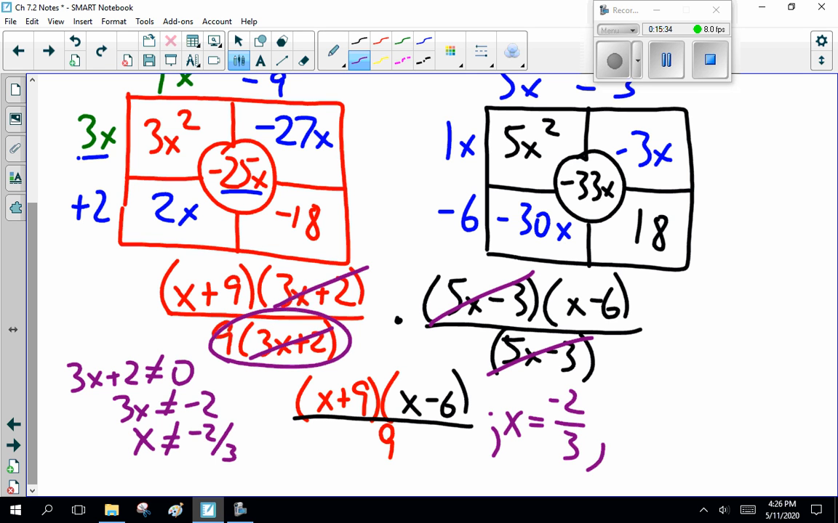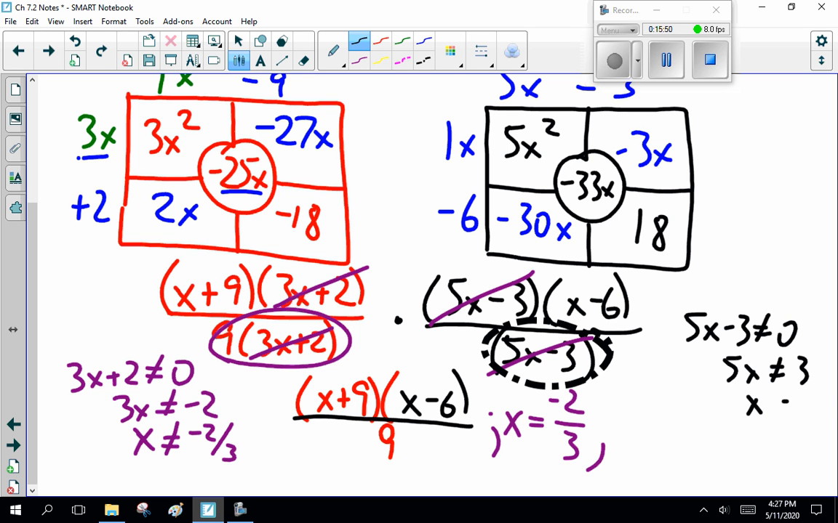Yeah. You're all quiet there. You're thinking I'm having a stroke or something. Now the other one is 5x minus 3. Now 5x minus 3 cannot equal 0. 5x cannot equal 3. Equal 3/2. 3/5, sorry.